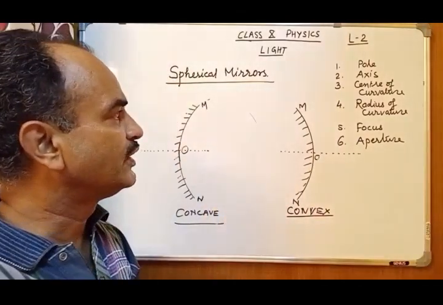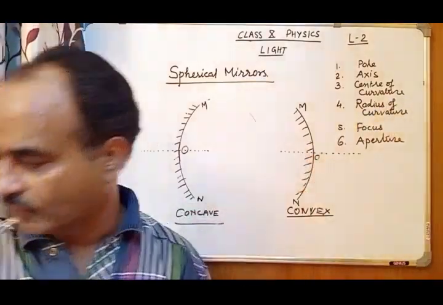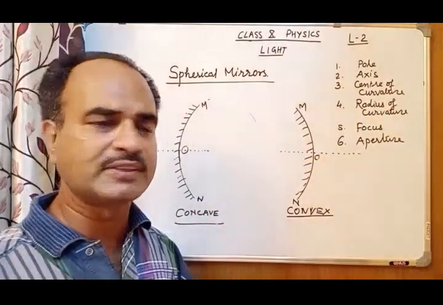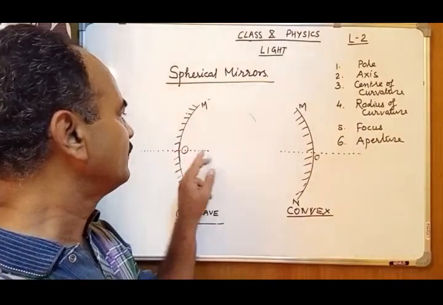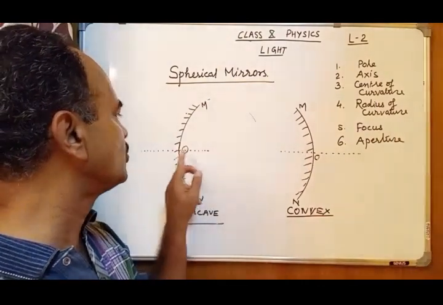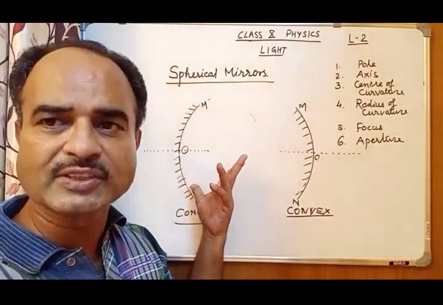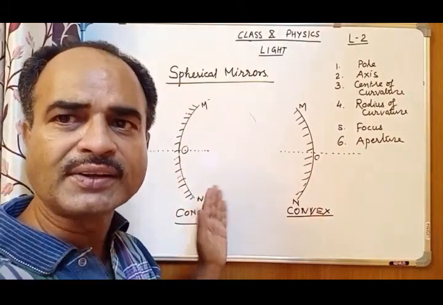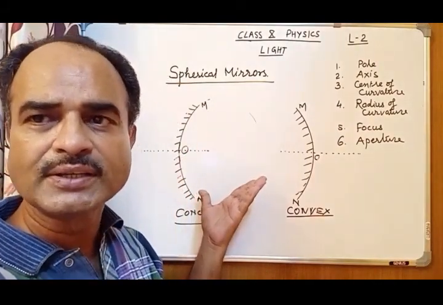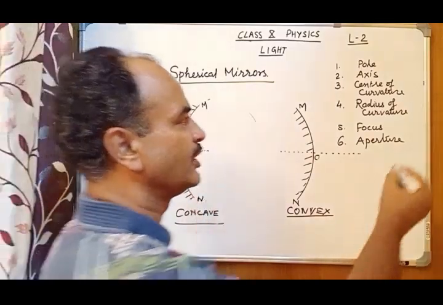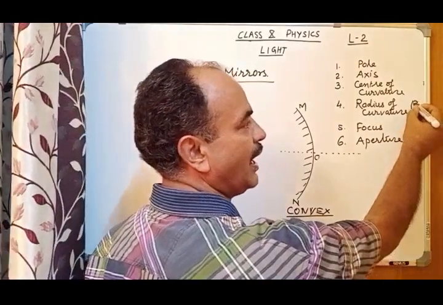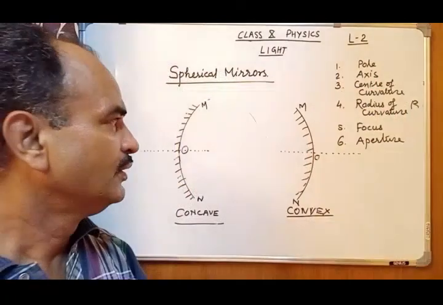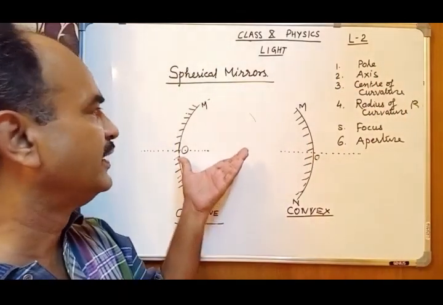Now, center of curvature, then the radius of curvature. What is radius of curvature? The distance joining the center to this point O is equal to the radius of that sphere of which this mirror is supposed to be a part. That particular distance is known as the radius of curvature and is denoted by a capital R.